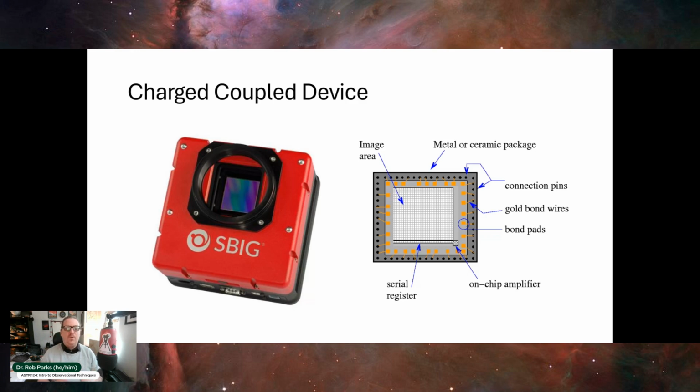But really, the thing that you want to focus on is the fact that the chip is subdivided into pixels and that you have this serial register. One of the columns is known as a serial register, and at the one end of it is something called an on chip amplifier. What that does is convert the electrons that are collected on the chip and transform them into a digital signal that the computer can then interpret.